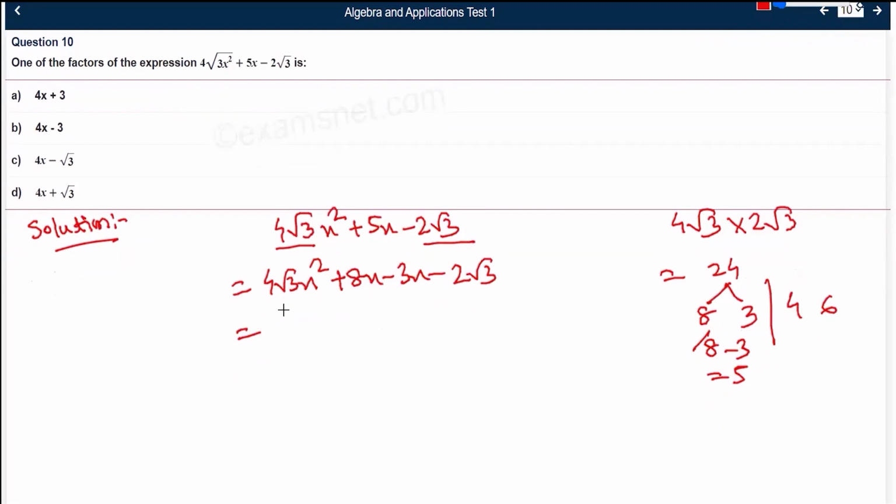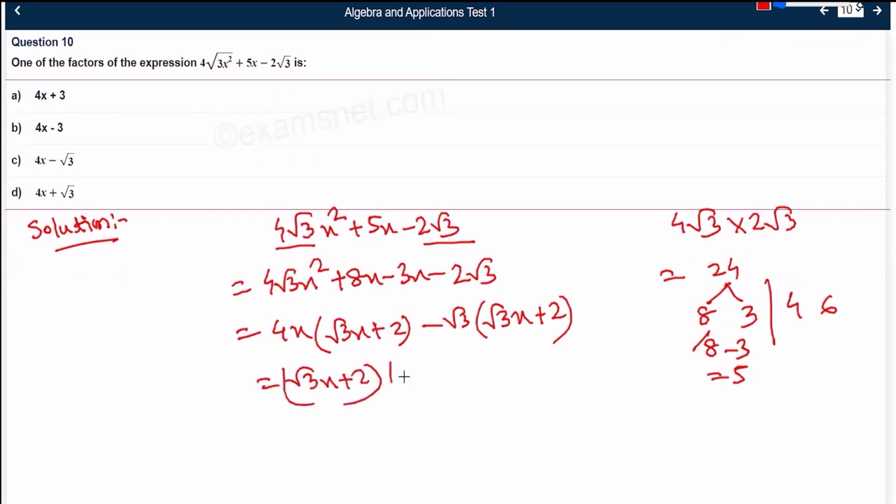Now let's take the common factor from the first and second terms, 4x root 3x plus 2, and from the third and fourth terms, I can take common minus root 3, that would result in root 3x plus 2. So here root 3x plus 2 and 4x minus root 3. Okay, so one of the factors of this expression is, we can say, 4x minus root 3. That means option C is the correct one, right?